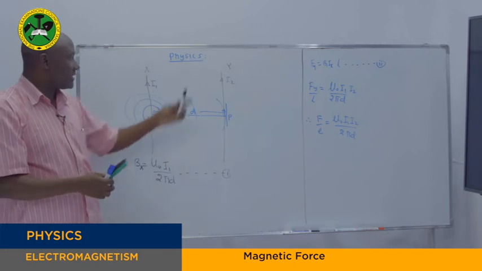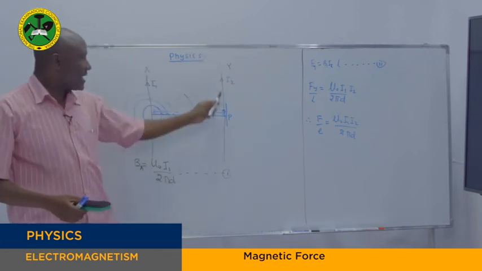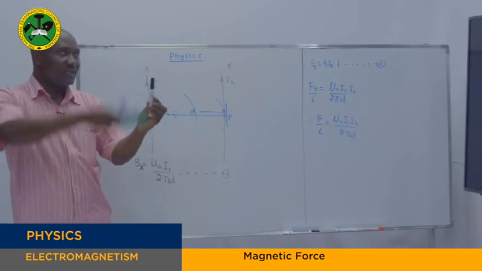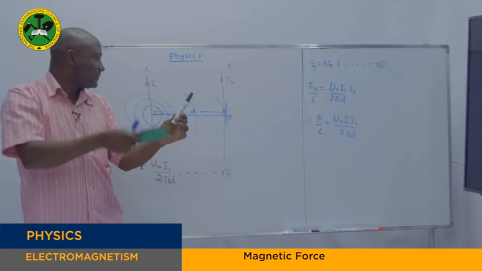So remember, this is the straight wire. So wire Y will experience the force. Let's see how this force will be acting. So this is the force on the wire. The current is moving upward.